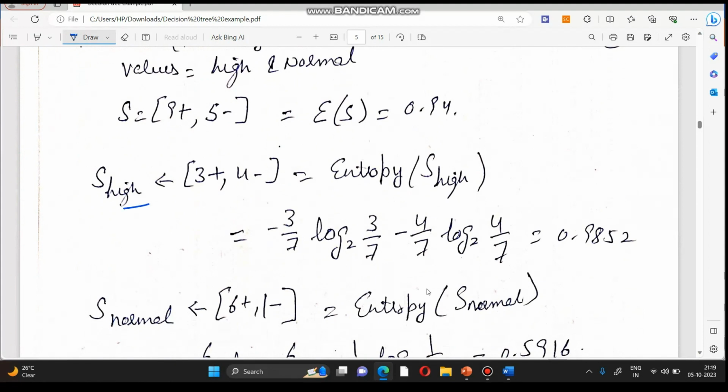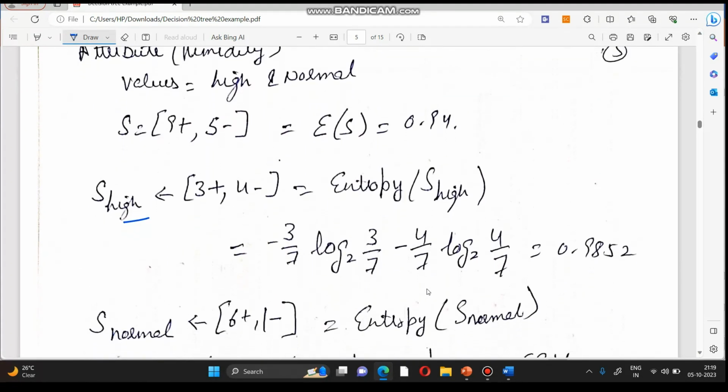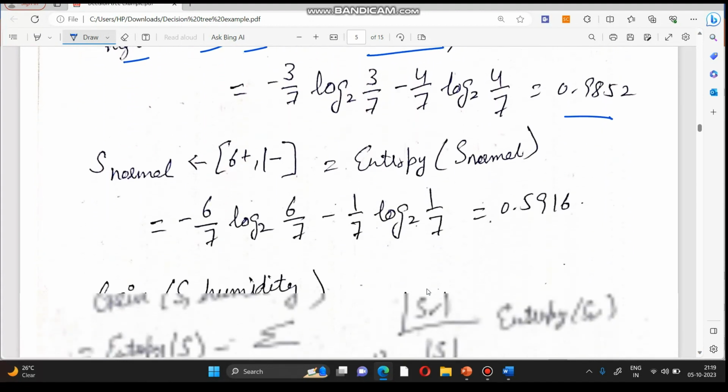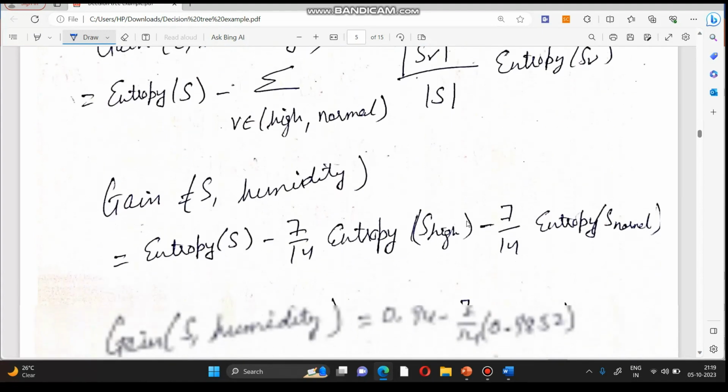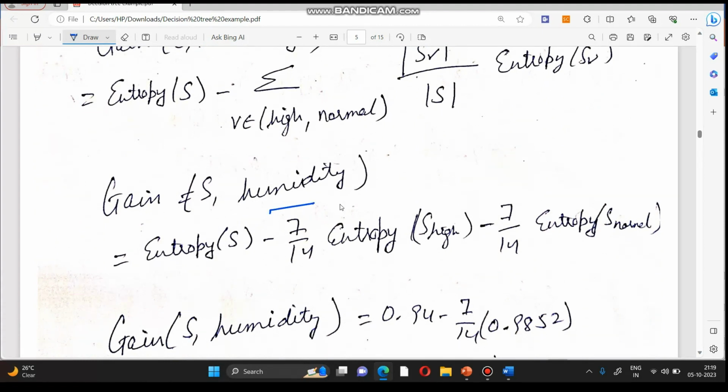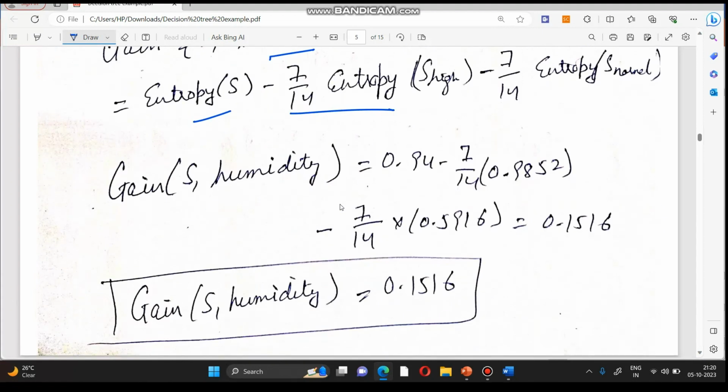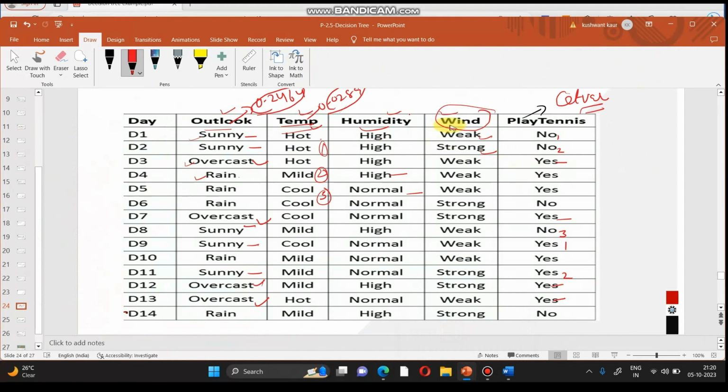So for S of high, when we take the attribute of humidity, 3 positive and 4 negative are there, and we will get 0.9852. Then similarly for S of normal, we will calculate the entropy, and based on this entropy we will calculate the gain for humidity. Putting these values, we get the information gain in this case, that is 0.1516. Likewise, similar steps we will repeat to calculate the information gain for wind.